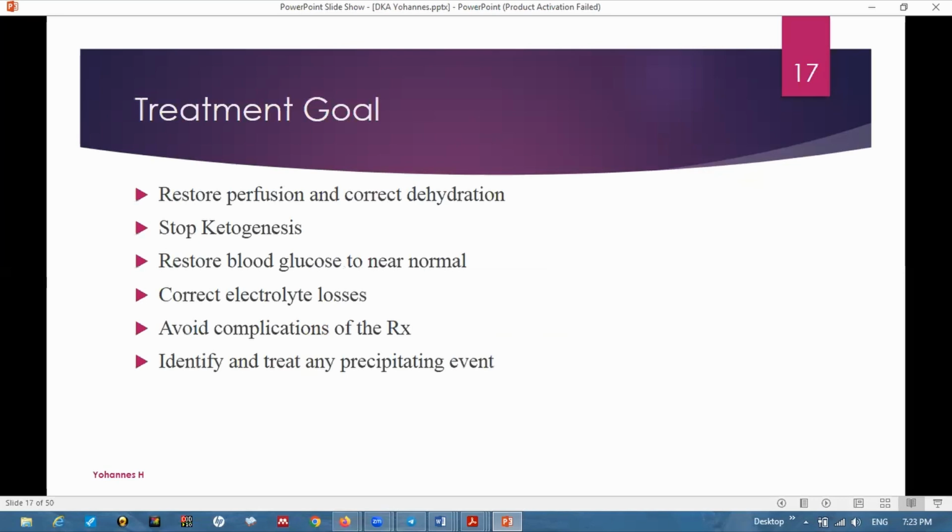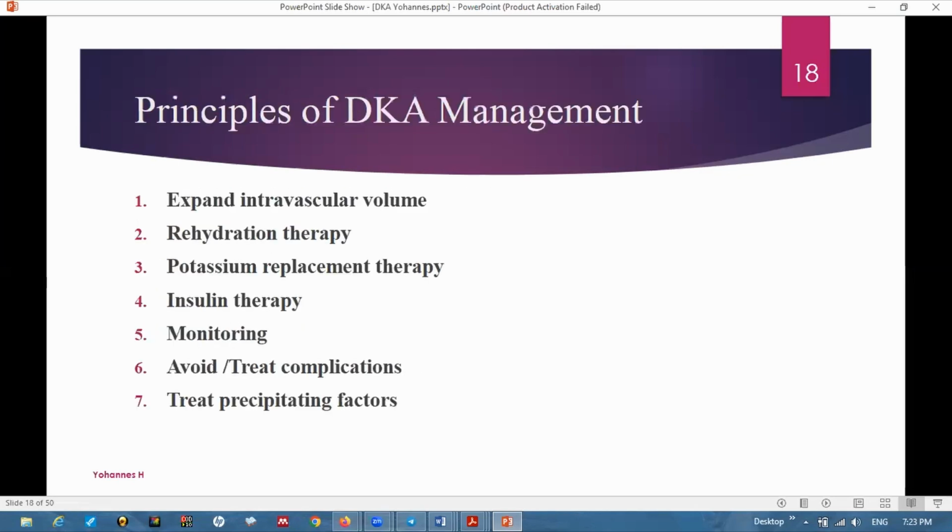So when we look at the treatment, these are the treatment goals. First, we should restore the perfusion. We should correct the dehydration. Then we should stop the ketogenesis. We should restore the blood glucose to a near normal level. After that, we should also correct the electrolytes, especially the potassium. And the other is we should avoid the complications of the treatment and lastly identify and treat the precipitating events. It's most important in management of DKA.